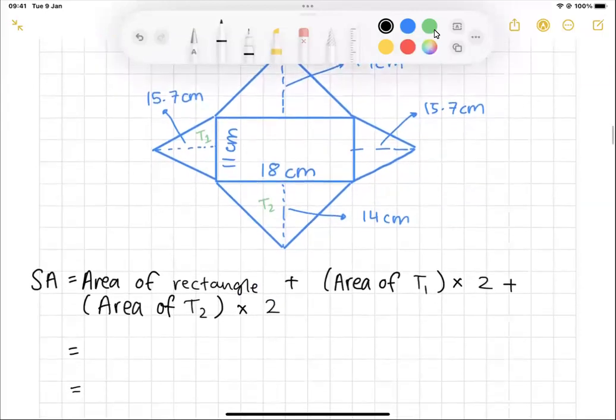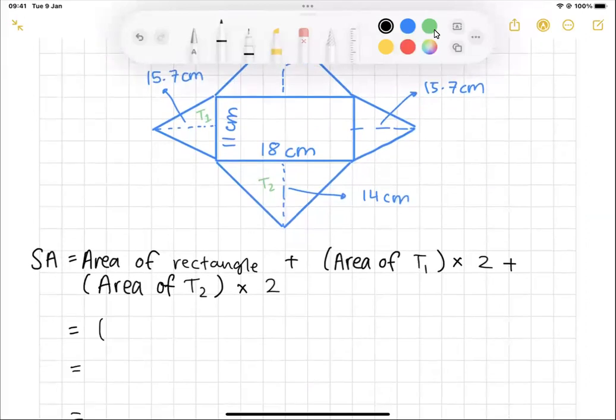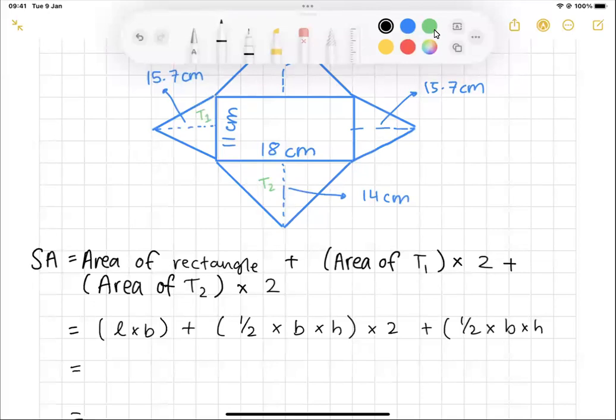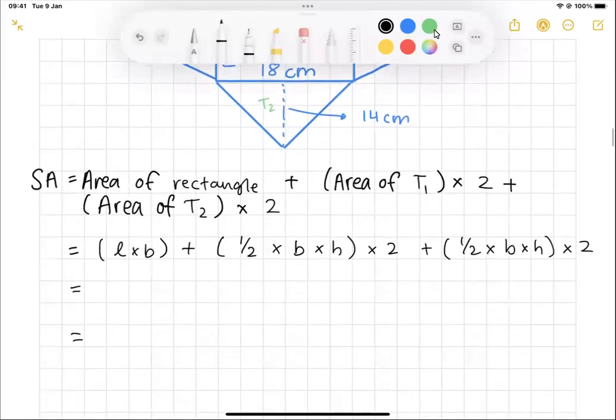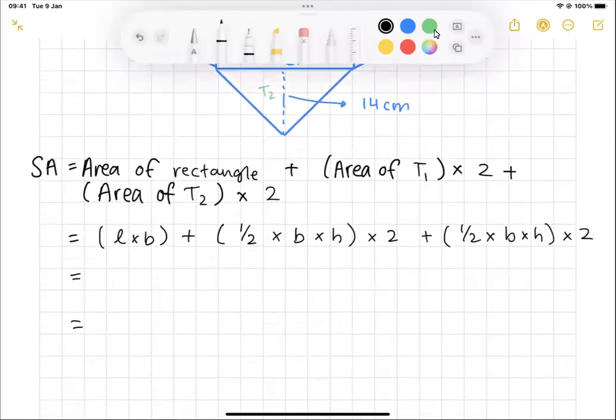That's right there. Another strategy that I would like you to use is first, if you don't remember your area formulas, write it down. So the area of a rectangle is length times breadth, plus the area of a triangle is half times base times height, times it by 2, following the exact same formula that you did at the top, plus again, another area of a triangle. Let's just copy that down from the previous one. Okay, there's our formulas. Now what I need you to do is substitute.